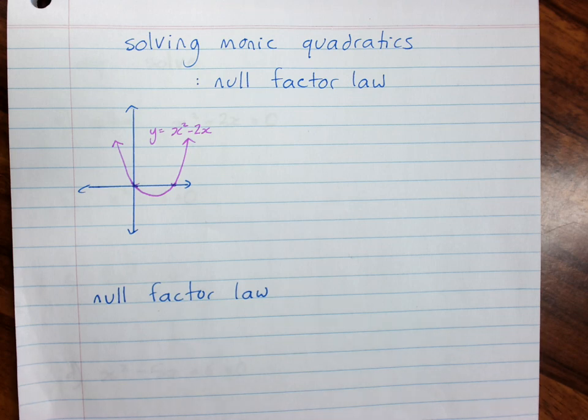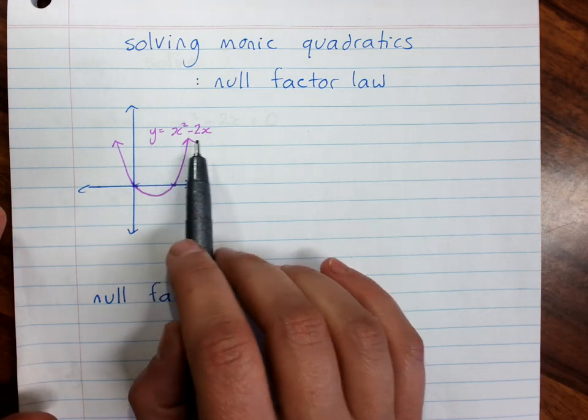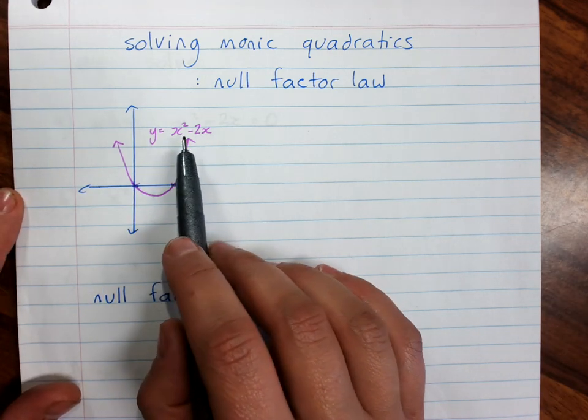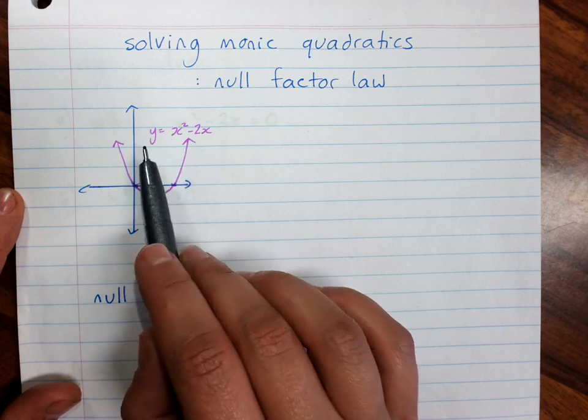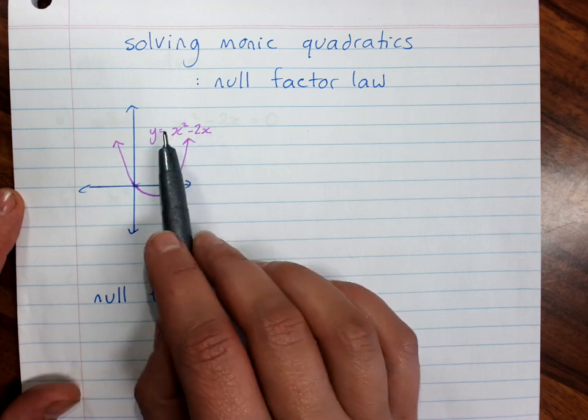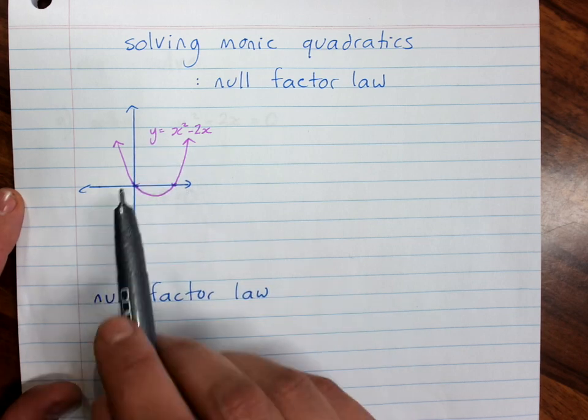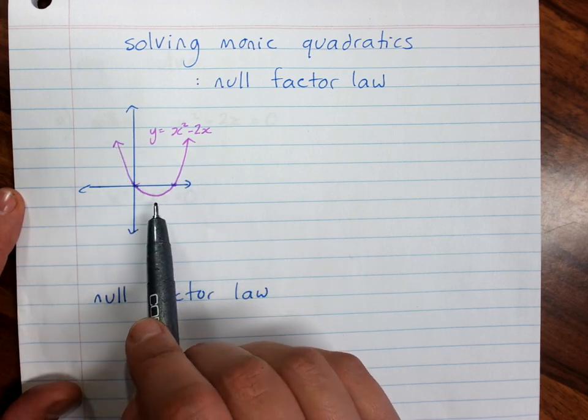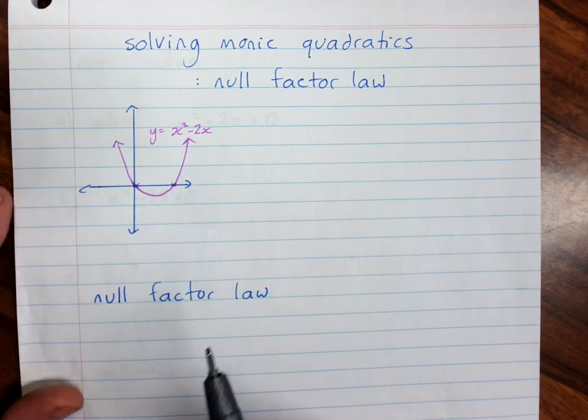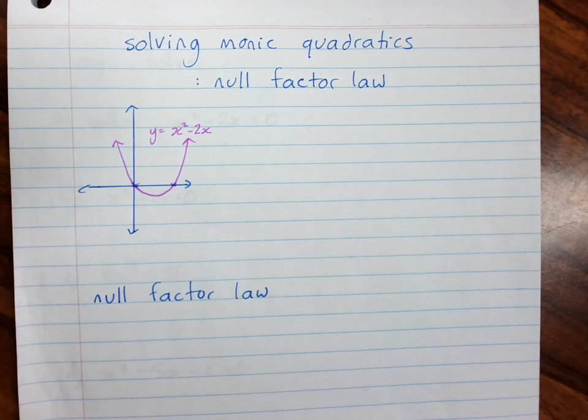Solving quadratic equations, the null factor law. If a quadratic expression is said to equal y, so this quadratic here equals y, that creates the graph of a parabola. So every quadratic expression graphs a parabola.